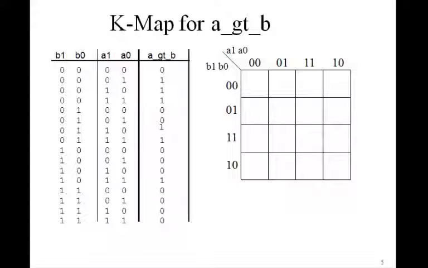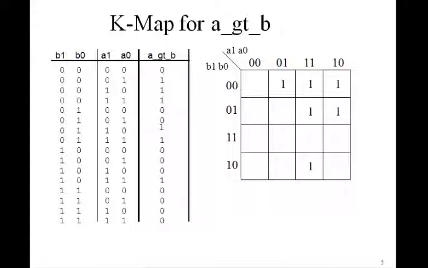Okay, here's the Karnaugh map for A greater than B. Let's fill in the ones. 0, 0, 0, 1. 0, 0, 1, 0. 0, 0, 1, 1. What do we have? 0, 1, 1, 0. 0, 1, 1, 1. And 1, 0, 1, 1.